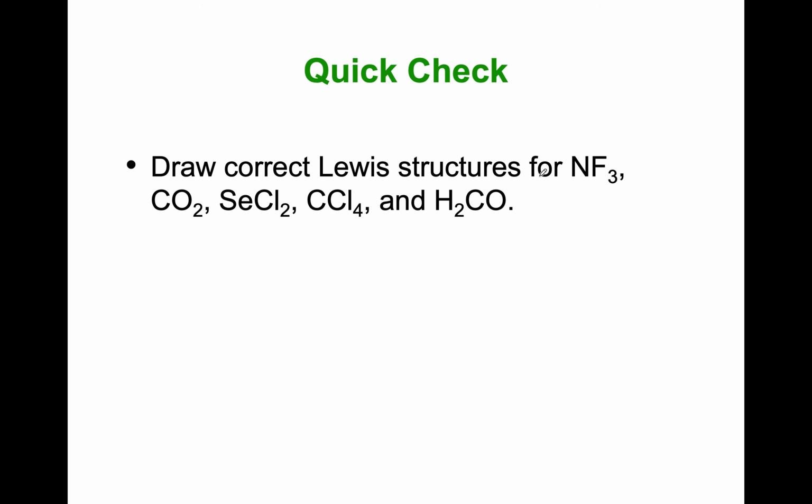All right, so what I want to talk about is going through the steps. Okay, first step here, we'll do NF3: count the total number of electrons. So nitrogen has 5 valence electrons. Fluorine has 7 valence electrons, and there's 3 of those fluorines. So that has a total of 26 valence electrons.